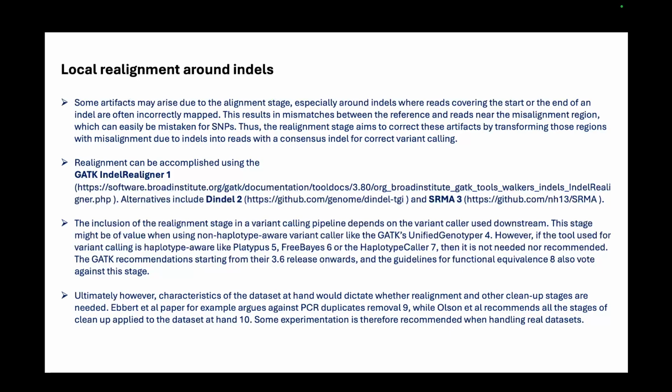Some artifacts may arise due to the alignment stage, specifically around indels, where reads covering the start or the end of an indel are often incorrectly mapped. This results in mismatches between the reference and the reads, misaligned regions, which can be easily mistaken for a signal. That is why this realignment stage aims to correct these artifacts by transforming those regions with misalignment due to indels into reads with consensus indel for correct variant calling.